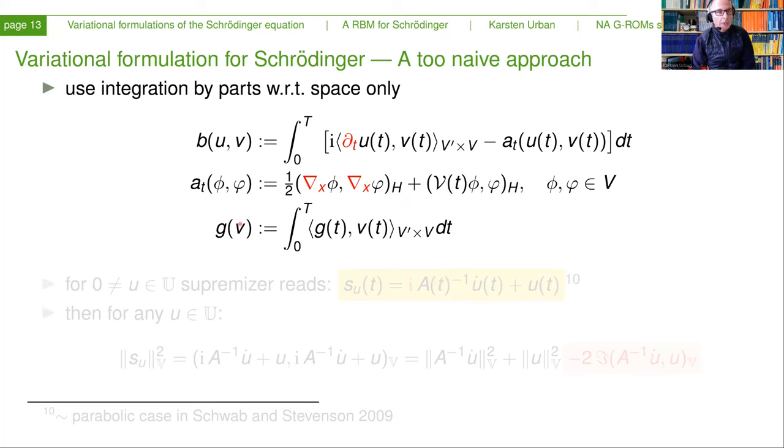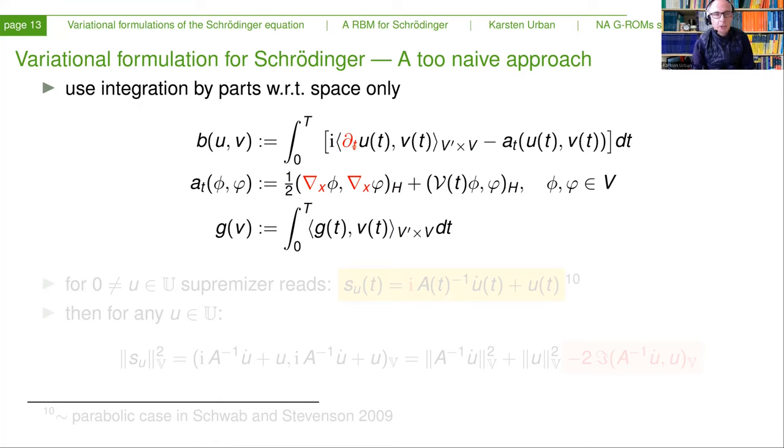Now, if you start with the Schrödinger equation, you could think, okay, why don't we go the same path as what is known for the heat equation? So basically, you take for the space part integration by parts so that you have the spatial gradient here that comes from the Laplace, and you leave the time derivative on the left-hand side of the bilinear form.